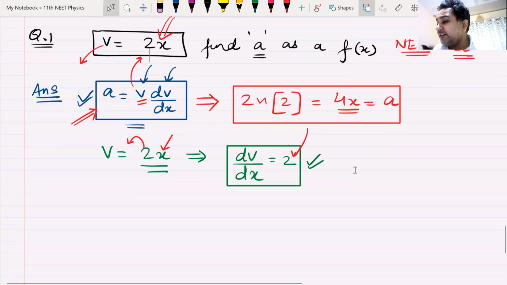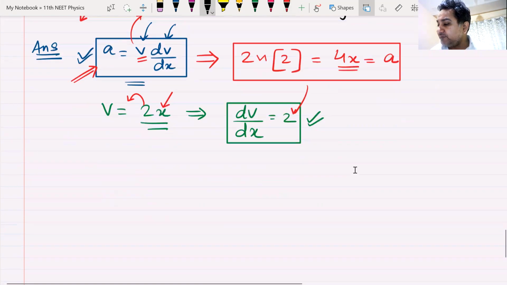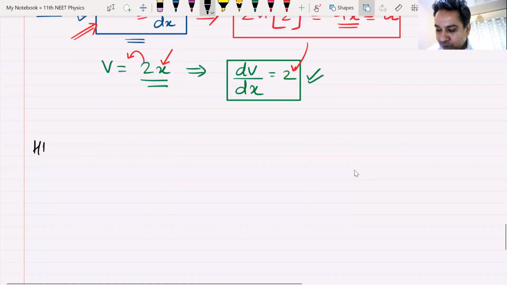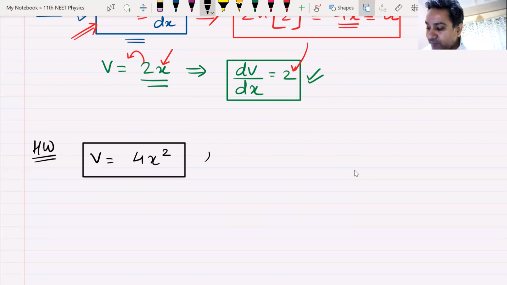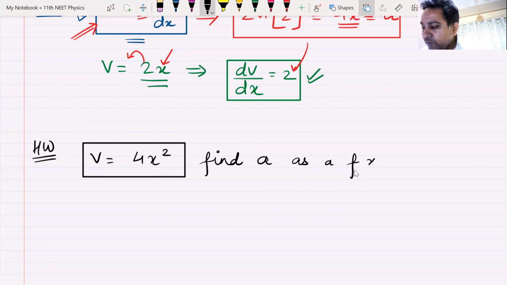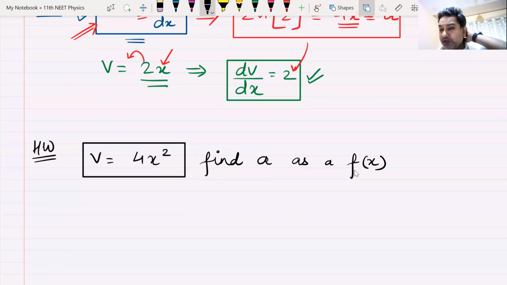Can I give you one homework on this? Homework question. Velocity is given as 4x squared. Find acceleration as a function of x. Can you do this for me as homework? So I've given you 3 questions as homework. If you can do all of these 3, I would be pretty pleased with you.